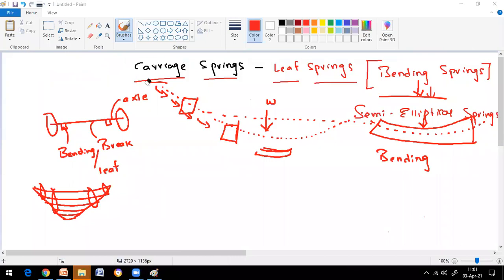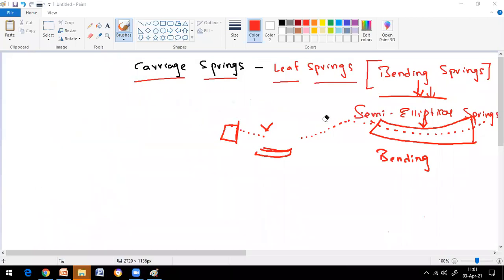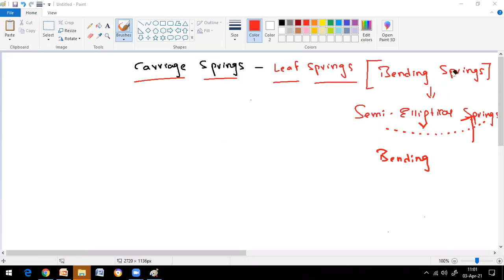Sir, leaf springs only resist bending, sir. When they are subjected to bending, they are capable of resisting bending. Not tension, not compression. Why? Because tension and compression always happen when the load is parallel to the axis. Always remember that. Understand? Will any torsion take place?